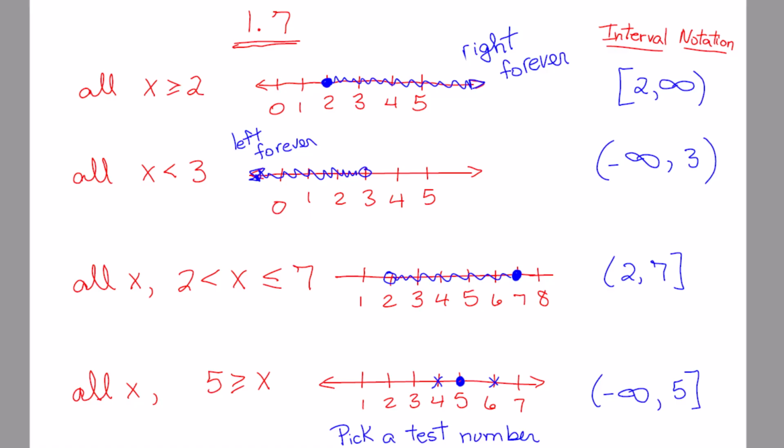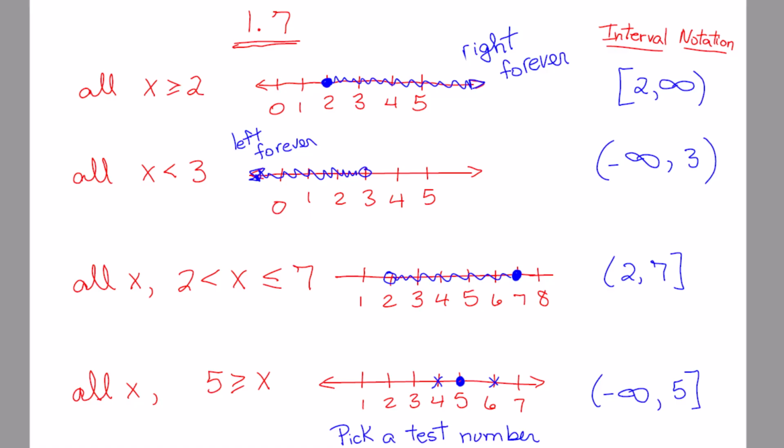There's an open dot there because 3 is not smaller than itself, but 2.99999 is. And so we put an open dot just to represent we can get as close as we like to 3, just not exactly 3. Left forever is minus infinity up to 3. An open dot gives me a parenthesis.